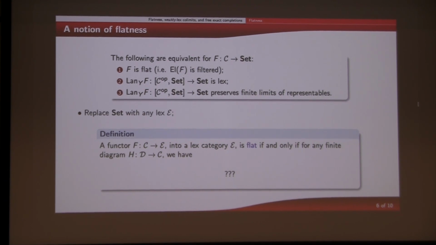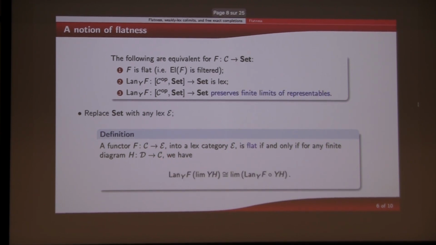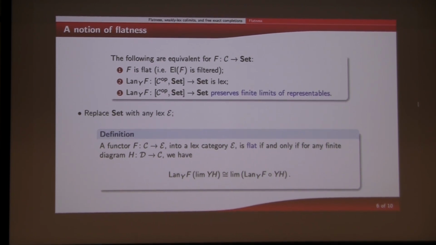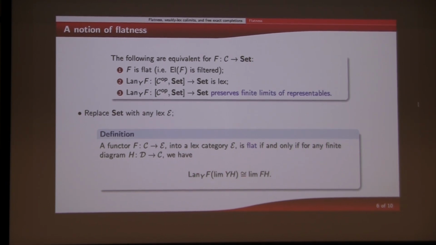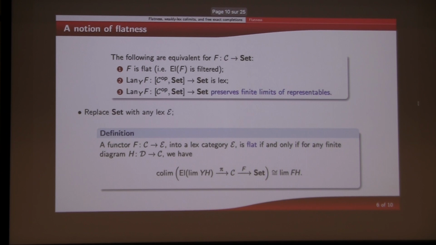Okay, so I'm going to start mimicking this definition by replacing Set with any lex category E, having in mind that the left Kan extension along Yoneda doesn't exist in general. Okay, so I can't do just this. I need to somehow replace it using the pointwise definition of the left Kan extension. So first of all, on the right-hand side, we clearly have the limit of the image of any finite diagram H into C, so the limit of FH. So to define flatness, let's take the left-hand side, and since this might not be defined, let's simply say what the colimit that defines the left Kan extension is, which is this one.